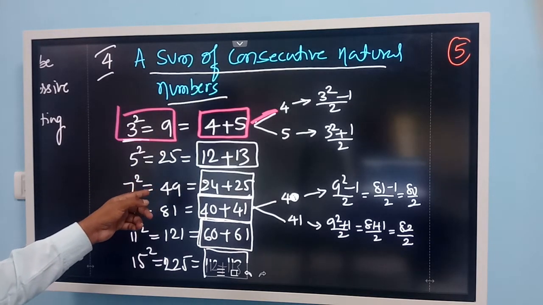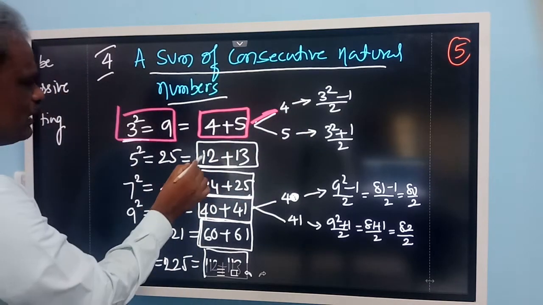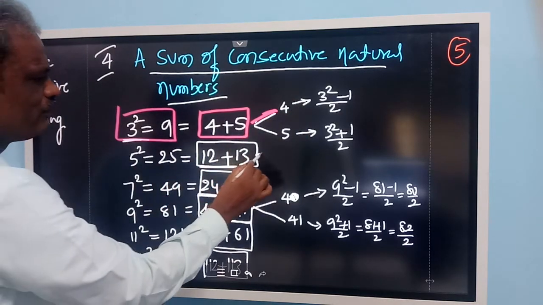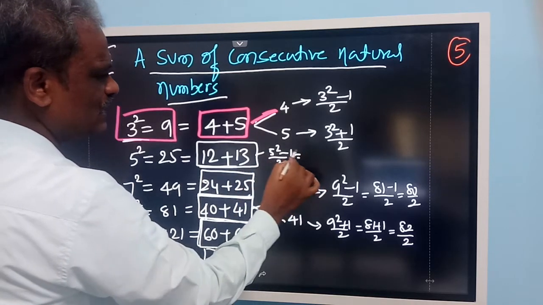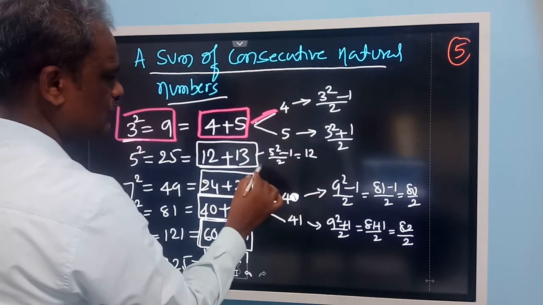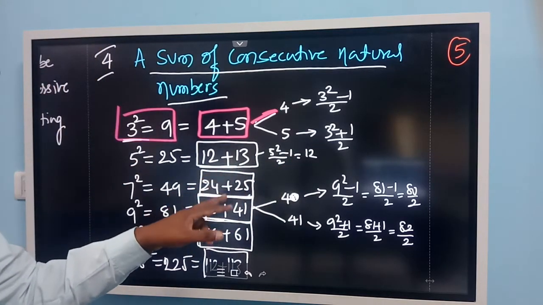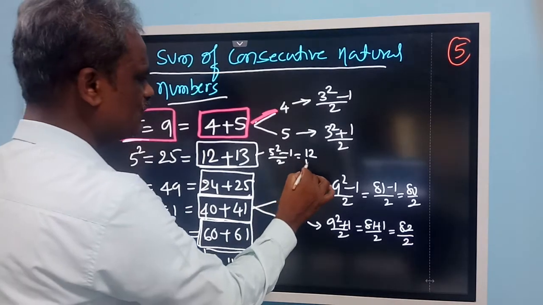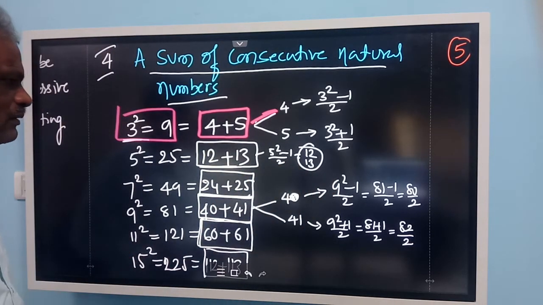Is it clear? What is 5 square minus 1? I can write (5 square minus 1) by 2. 5 5 is 25 minus 1, 24 by 2, 12. 5 square plus 1: 5 square means 25, 25 plus 1 is 26, 26 divided by 2, 13. See, 12 and 13, I am getting like this.